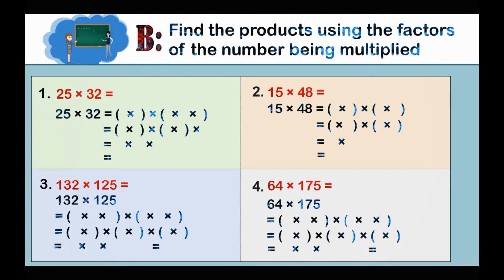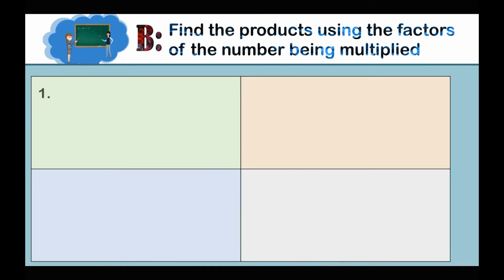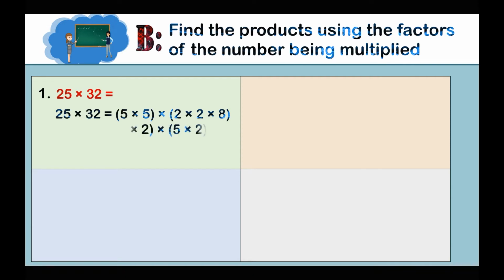Alright. Try it and let's see what you can come out with. So number 1, 25 times 32. The factors of 25: 5 times 5. The factors of 32: 2 times 2 times 8. So when you multiply through 5 times 2 times 5 times 2 times 8, we will have 10 times 10 times 8, which will finally give us 800. So multiplying 25 by 32, our answer will be 800.